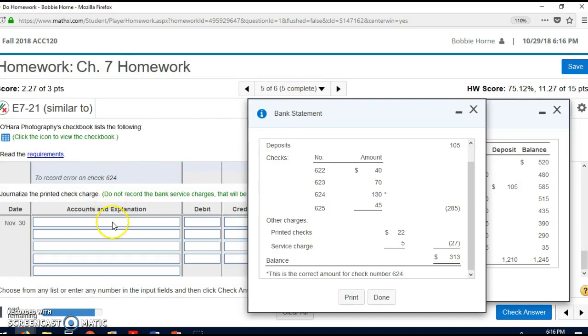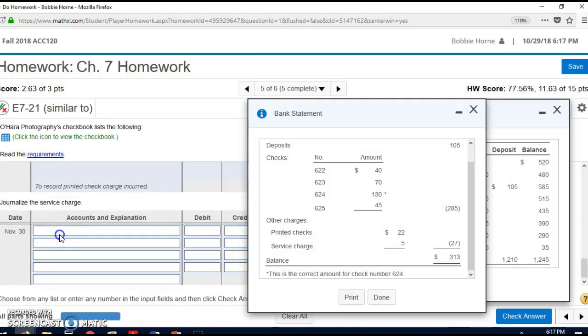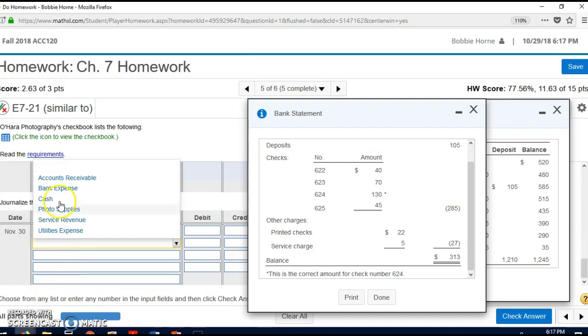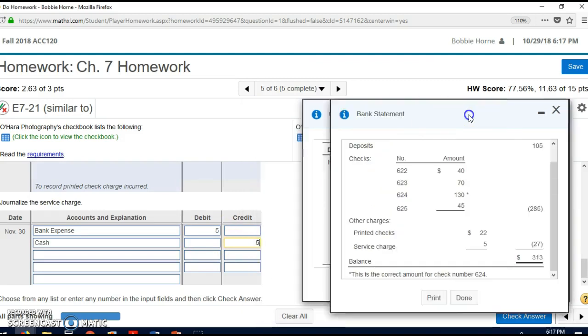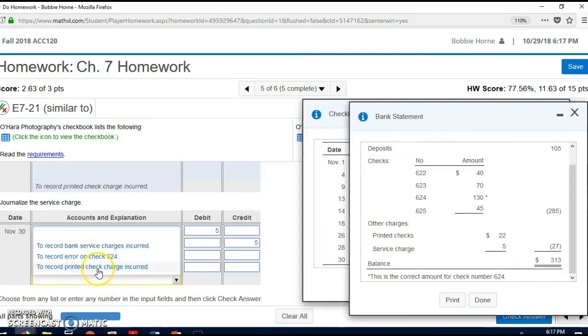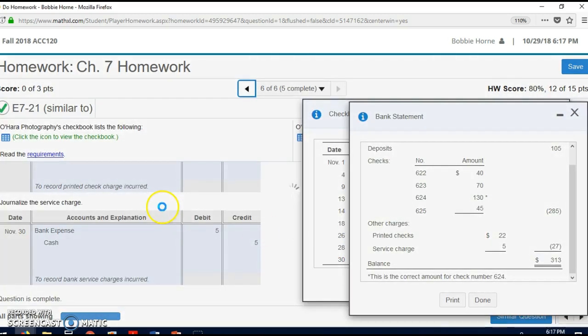And then the printed check charge would be a bank expense and cash for the $22, and your description would be to record printed check charge. And then the last one is going to be for the service charge. It's still a bank expense, but we're going to do these separately, and the description would be to record the bank service charge. And I barely had enough time to do those.